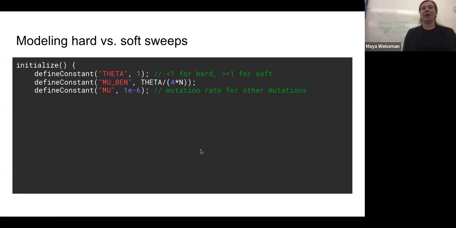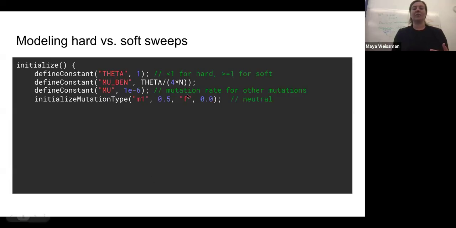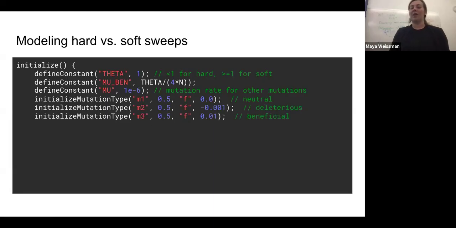In this particular case, I'm making the mutation rate for all other mutations equal to 10 to the negative 6. I don't want there to be a ton of deleterious and neutral mutations, because the more mutations there are, the slower my code is going to be. I only want to toggle on the hard versus soft for the beneficial locus. M1 are neutral mutations, M2 are deleterious, M3 are beneficial.